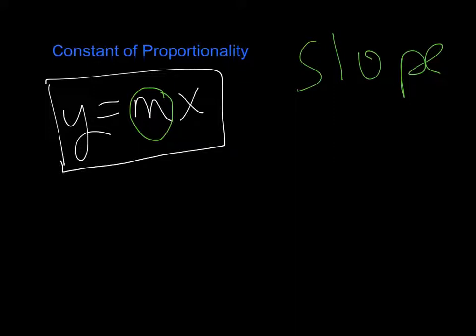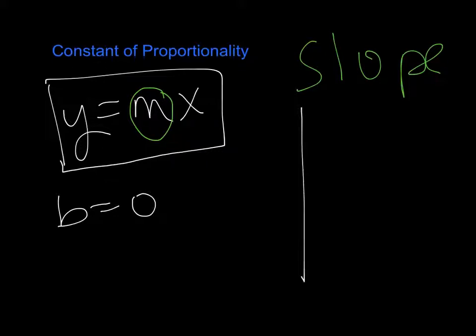y equals mx, no b. So what is b then? If there's no b written in this case, what is it? What is the value of b? 0, right? So b equals 0 in this case.